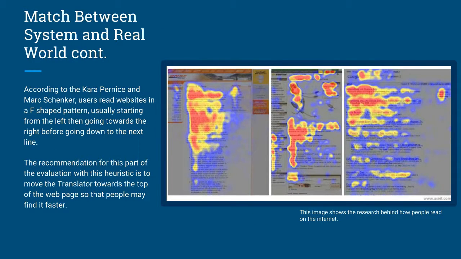According to research from Kara Pernice of the Nielsen Norman Group website and Mark Schenker of the Design and Function website, people read in an F-shaped pattern online, as illustrated by the image. So, the fact that the translator is placed at the bottom of the website makes it very inefficient for the users to be able to find the translator quickly.